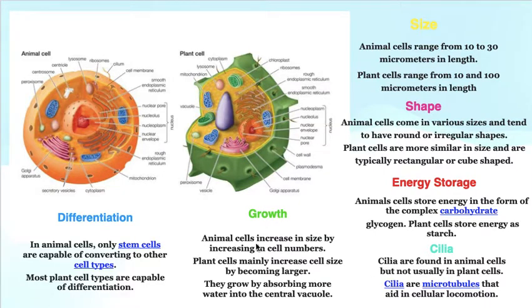Growth: animal cells increase in size by increasing in cell numbers. Plant cells mainly increase cell size by becoming larger. They grow by absorbing more water into the central vacuole. In animal cells, only stem cells are capable of converting to other cell types. Most plant cell types are capable of differentiation.